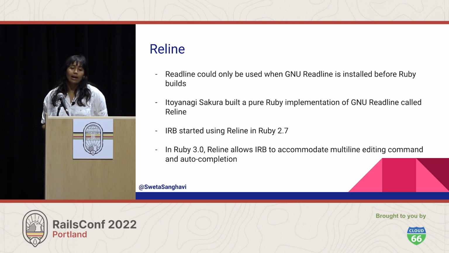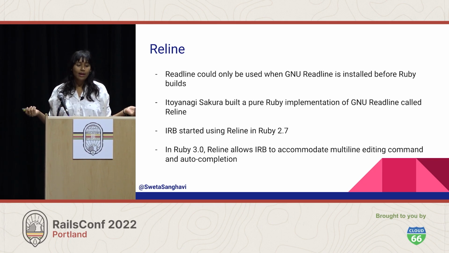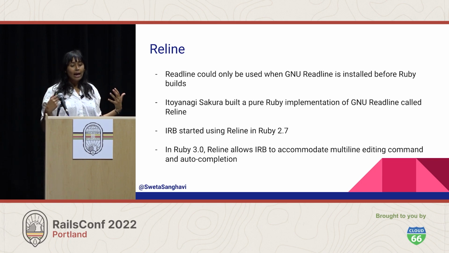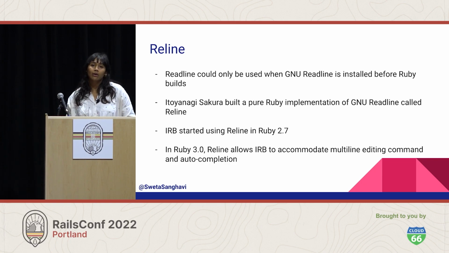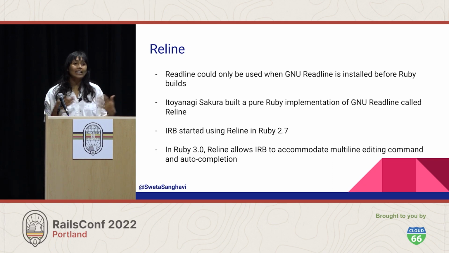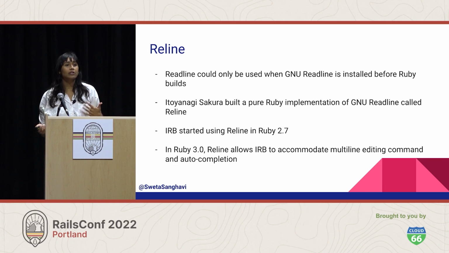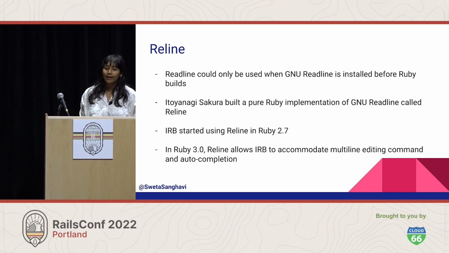One drawback of the Readline library is that it can only be used when the GNU Readline is installed before Ruby builds. So to get around that, Itayangi Sakura built a pure Ruby implementation of this library and called it Reline. This is shipped in IRB starting in Ruby 2.7, and as you can see in that GIF, as of Ruby 3.0, it accommodated some multi-line editing commands and auto-completion. I think it's really fascinating to watch how a software library that's used in programs outside of our Ruby workspaces made its way in, and how we've integrated it into work tools that we use on a day-to-day basis.